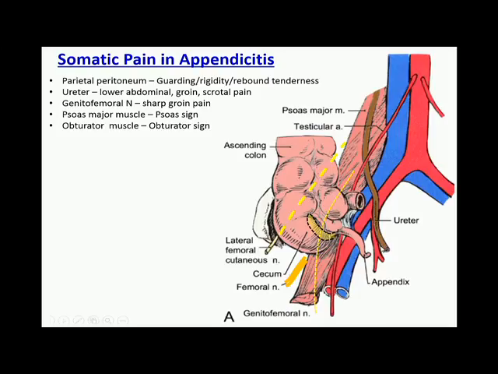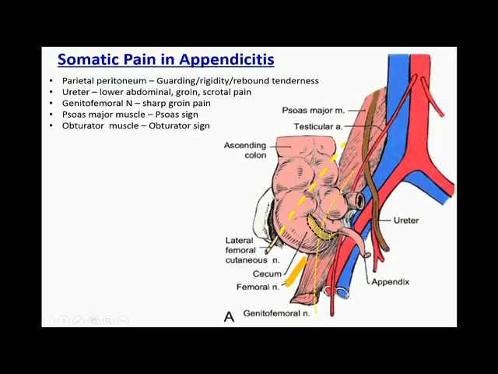So there are different positions of the appendix, right? One example is that it can be behind the cecum. It's called the retrocecal appendix, okay? Now, here's the cecum, and that's a different position of the appendix. That's the psoas muscle. It is directly behind the cecum.